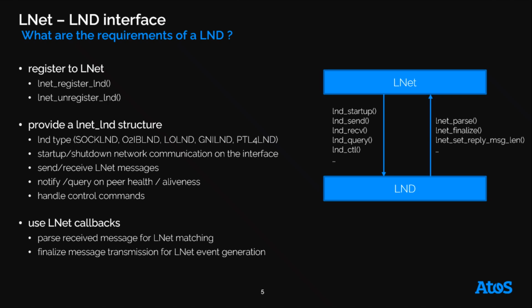In turn, the LND calls back LNet to pass a message received on the link and check if it matches a target buffer at the LNet layer. In that case, LNet calls LND receive and provides the receive buffer address so that the LND can copy the data and complete the reception with the RDMA operation. Additionally, the LND calls back LNet with routines like lnet_finalize or lnet_set_reply_msg_len so that LNet can generate completion events with accurate information.